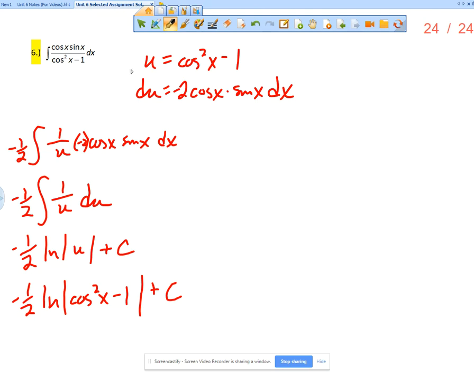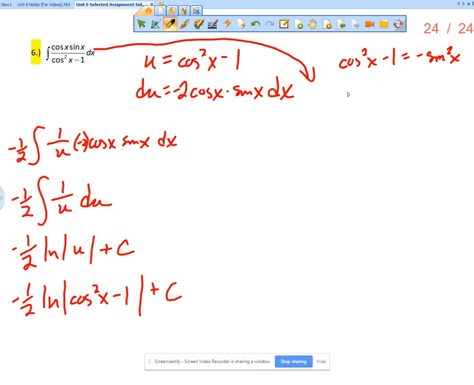But what would another method be? Let's do it a different way. We recognize that cosine squared x minus 1 is actually equivalent to the opposite of sine squared x. Remember that 1 minus cosine squared is positive sine squared, so cosine squared minus 1 would be negative sine squared.